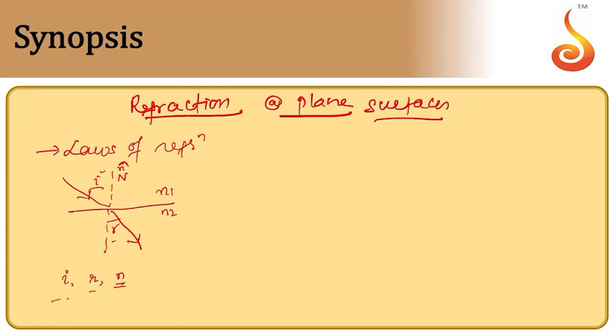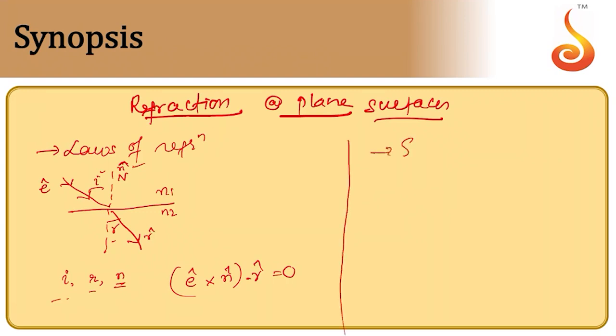That's the basic idea. And the same thing can also be written in this form: i cap cross n cap dot r cap is equal to 0. What is that i cap? The unit vector along the direction of the incident ray. r cap is the unit vector along the direction of the refracted ray, and n cap is the unit vector along the direction of the normal drawn at that point.